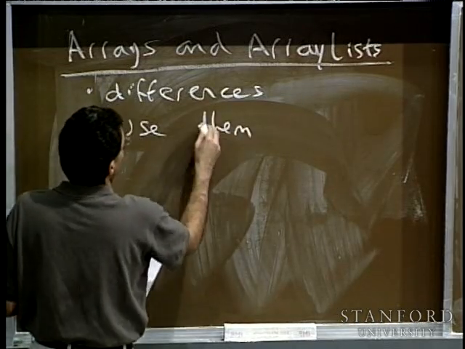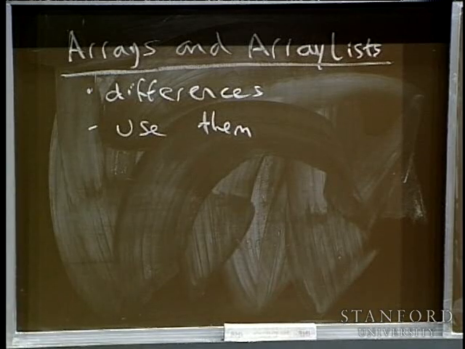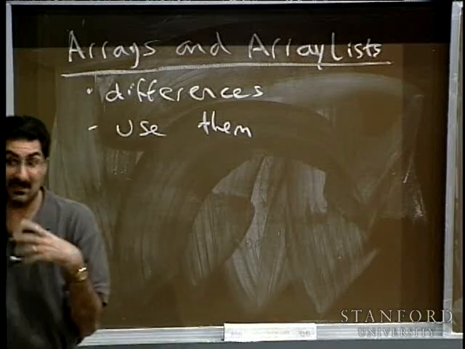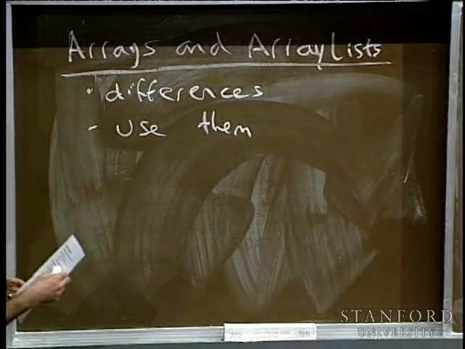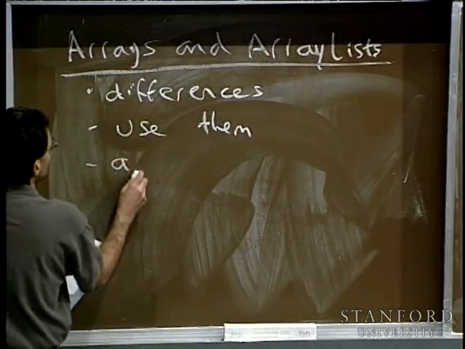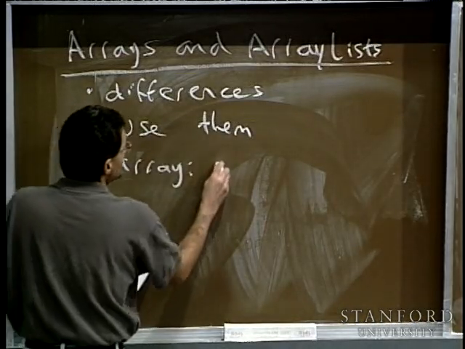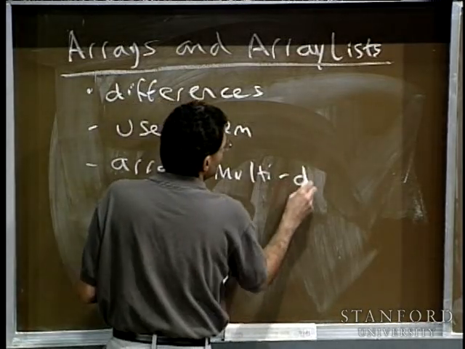So the use of them, they're your friends, in the sense that if I give you the setup for a problem, you should be able to choose: is that appropriate for an array or an array list? I might tell you which one you should use, but if I don't, you should be able to determine what's appropriate. In terms of arrays, you also do need to worry about multi-dimensional arrays.